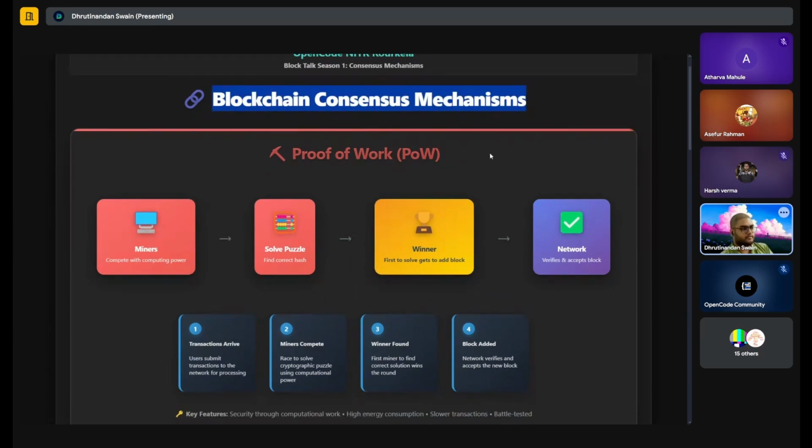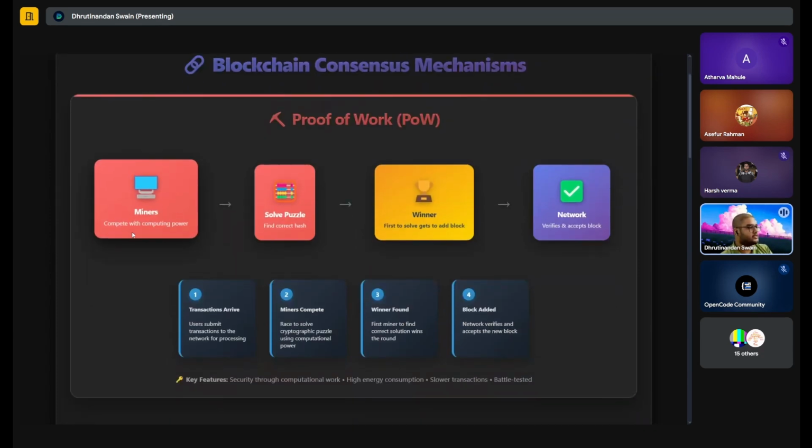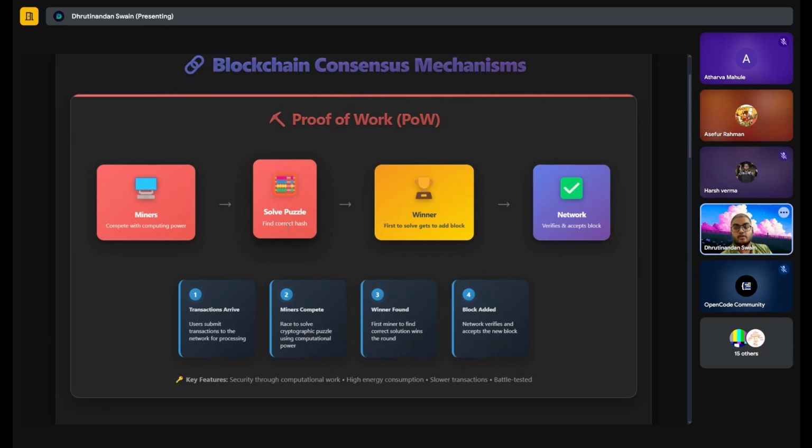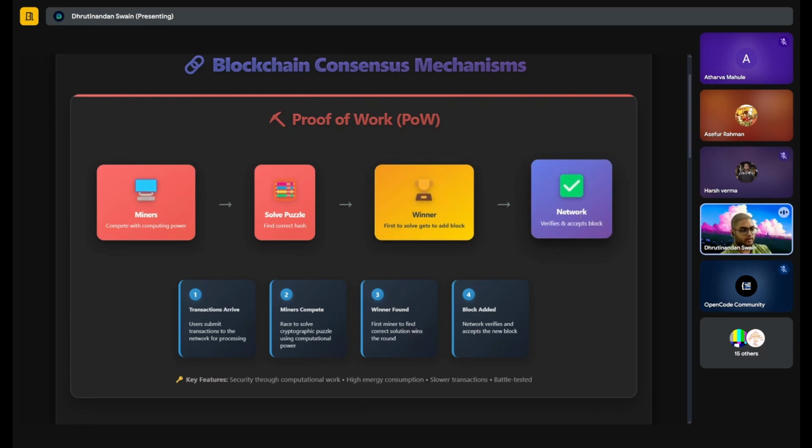Blockchain consensus mechanism. The first one is proof of work. This site gives you a visual block-style representation for better and easier understanding for any beginner. Miners compete with their computing power to solve the puzzle, the nonce, to find the correct hash value. The winner, the first one to solve the correct nonce, gets to add the block and receives the transaction fees as well as the block reward. The network verifies and accepts the block.